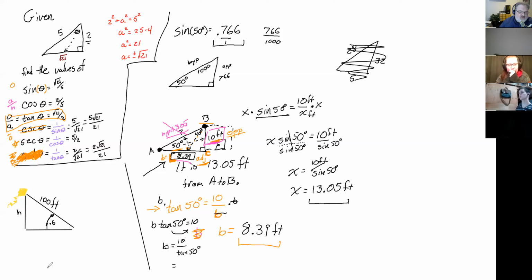Which trig function do you want to use? Somebody other than Shay and Sam. What trig function do you want to use to figure out this height? Jasmine or Nicholas, Dominic? Dominic wants to use sine. Well, let's check and see if sine makes sense. Sine is opposite over hypotenuse. We want the opposite and we know the hypotenuse. So I think sine's a beautiful choice.